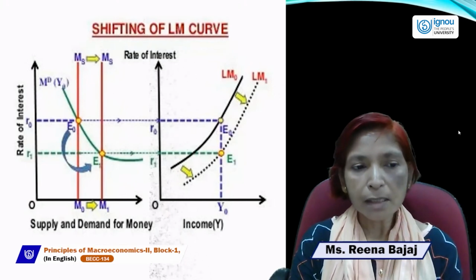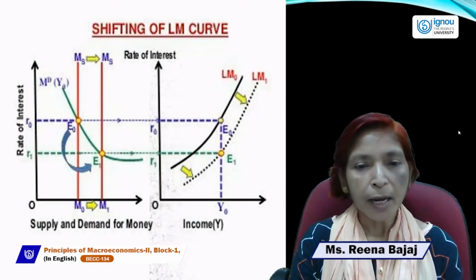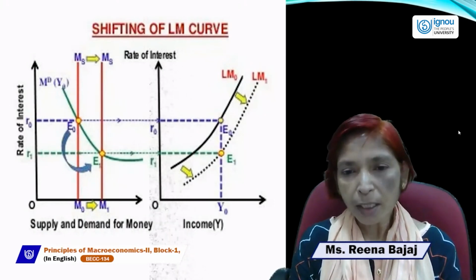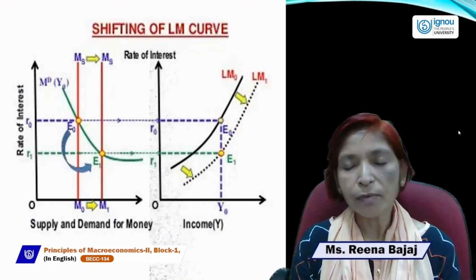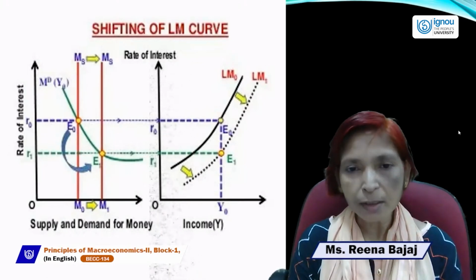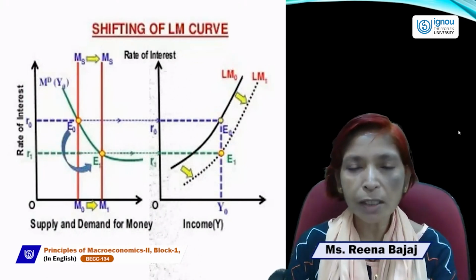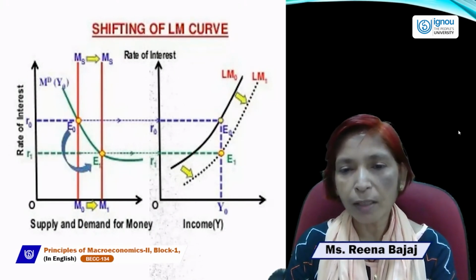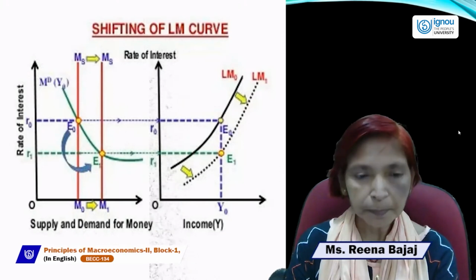When money supply increases, the rate of interest will fall and the quantity of money will rise. Due to the rise in money supply at the fall in interest rate, the LM curve will shift to the right hand side. This LM0 is the actual or initial curve, but the shift in the LM curve, which is LM1, is showing an increase in money supply.